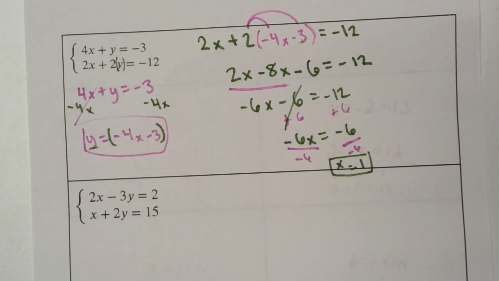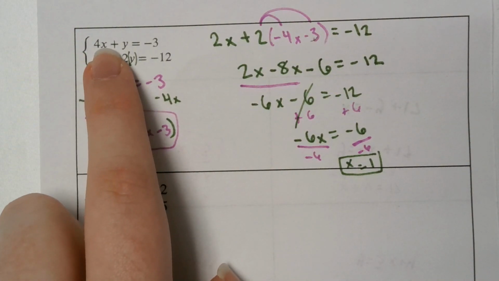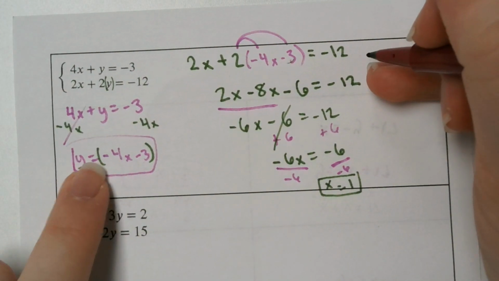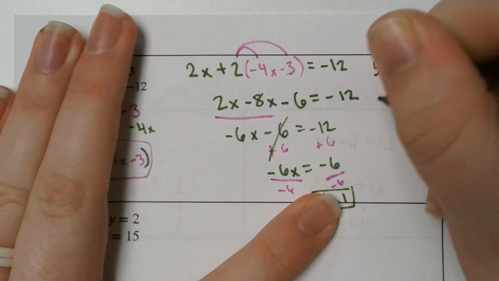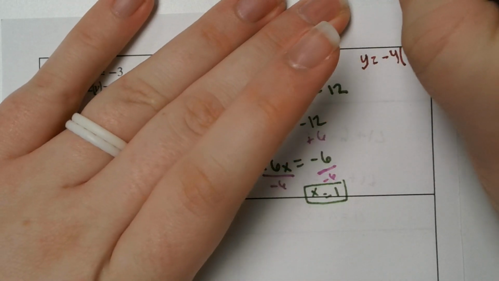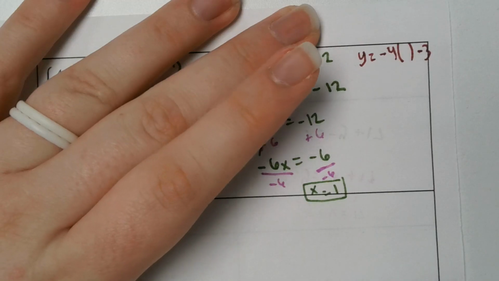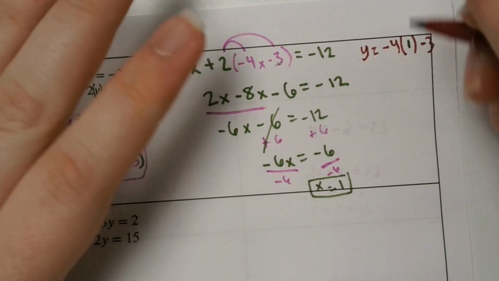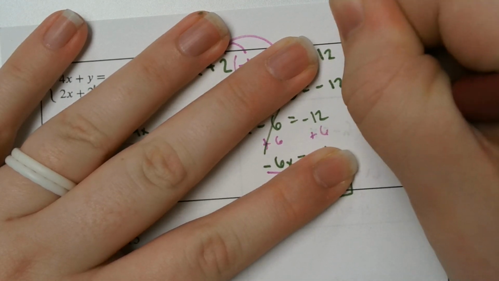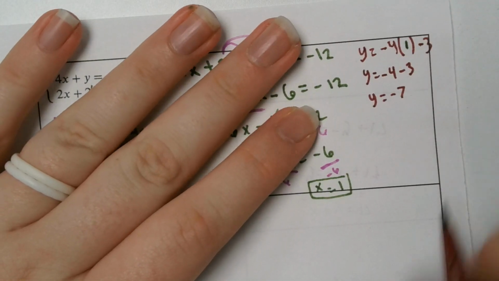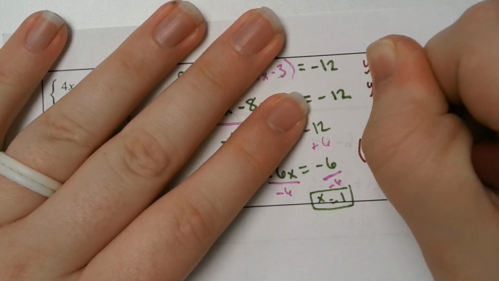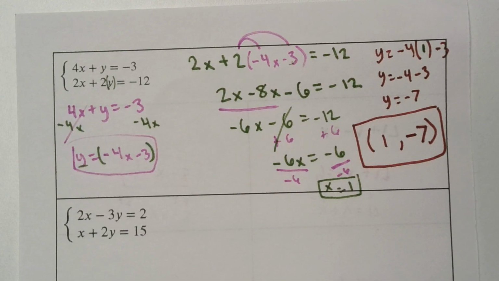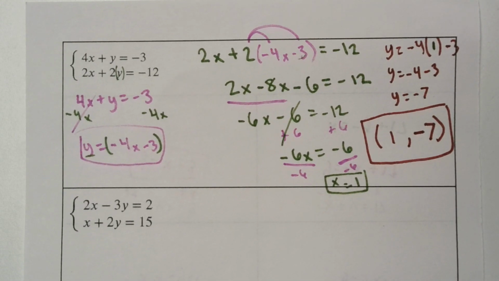Okay. Then our last step, we have x. So now we have to find our y. Okay. So we're going to plug it into that other equation. So we have y equals right here, what we solved for earlier. So we do y equals negative 4, and then instead of x, we plug in our x value, and then minus 3. So our x value is 1. So negative 4, parentheses 1, minus 3. Well, negative 4 times 1 is negative 4, minus 3. Negative 4 minus 3 is negative 7. So our answer is 1, negative 7. That's our solution. Any questions on that?